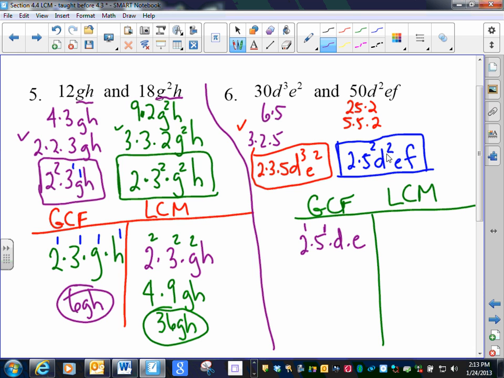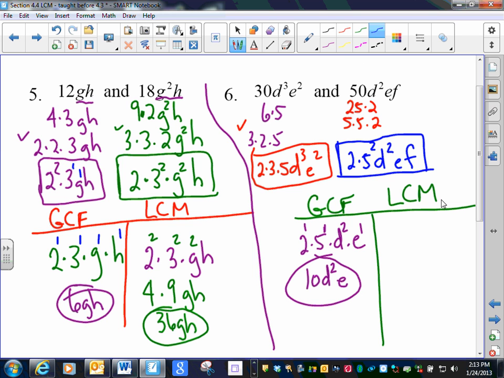D is squared and cubed. 2 is lower than 3. And E is to the first and to the second. Now that I've done that, I'm ready to put my numbers back together by multiplying them together. 10 D squared E is the GCF.